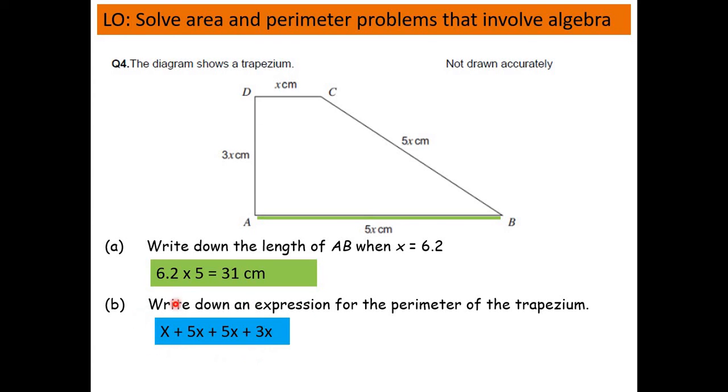So now we've got this, we can collect the like terms to make this a bit simpler. And we have been left with 14x. So x plus 5x, that's 6x, plus another x, plus another 5x is 11x, and then add 3x is 14x. That is an expression for the perimeter of the trapezium, 14x.